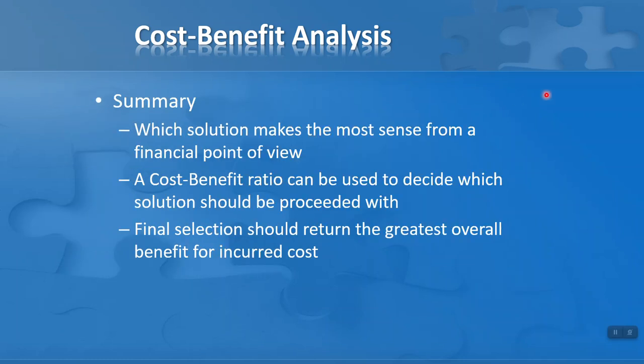So in summary, cost-benefit analysis gives us a solution that makes the most sense from a financial point of view. So which solution are we going to choose? A cost-benefit ratio can be used to decide which solution should be proceeded with. We go with the higher cost-benefit ratio. And finally, our last selection should return the greatest overall benefit for the incurred cost.